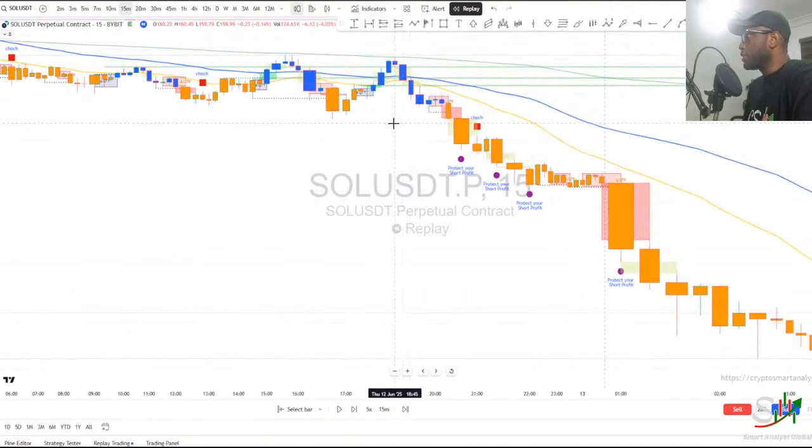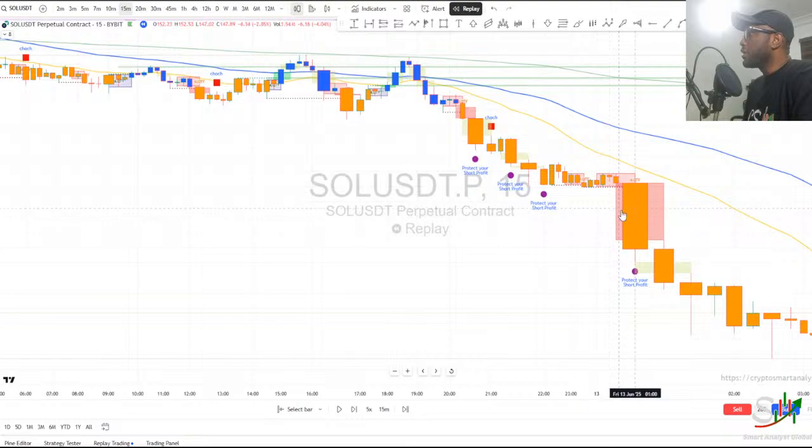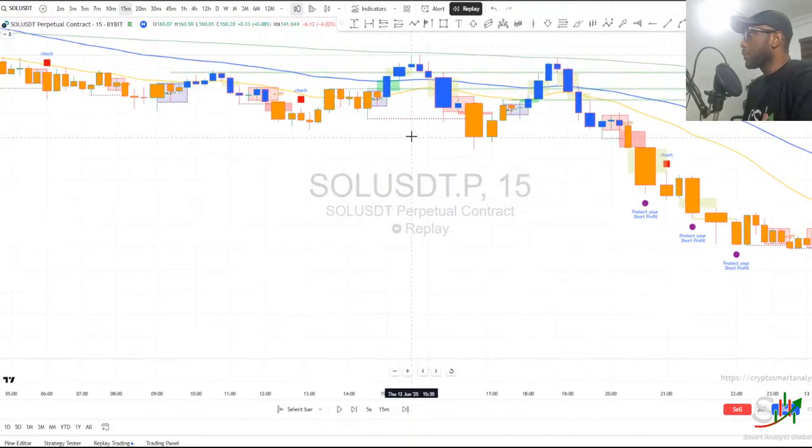And you will see the yellow candle represents a bearish mode, which essentially means whenever the market breaks structure and moves into the bear zone, the candle is going to turn yellow. And whenever the candle breaks structure and moves into the bull zone, the candle is going to turn blue. And that is what you're seeing on the chart right now. I'm currently in replay mode.